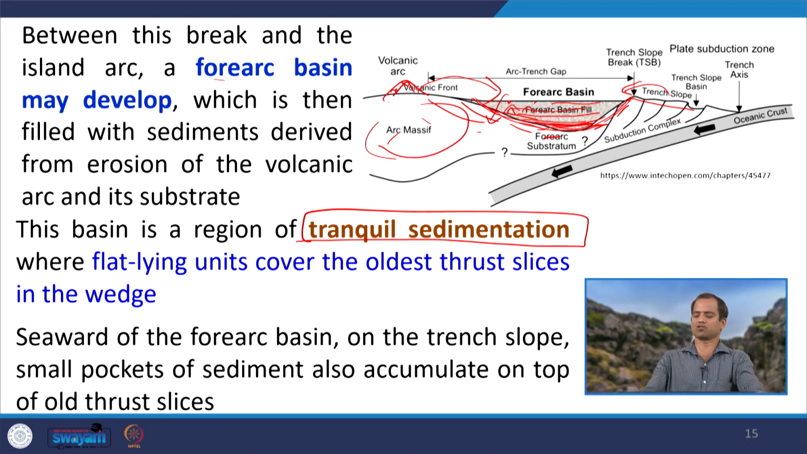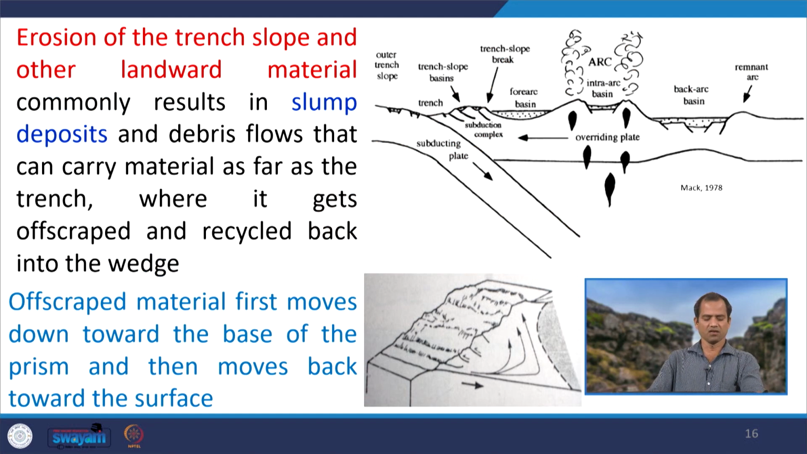So, seaward of the fore arc basin on the trench slope, small pockets of sediment also accumulate at the top of the old thrust slices. These are the piggyback basins that may be developed there. Now, erosion of the trench slope and other landward material commonly results in slump deposits, landslides as we have discussed, which come directly to the trench system. That is why the trench has different degrees of sedimentation, and the sedimentary nature is not well defined. It may be any type of melange, which we discussed in the last class.